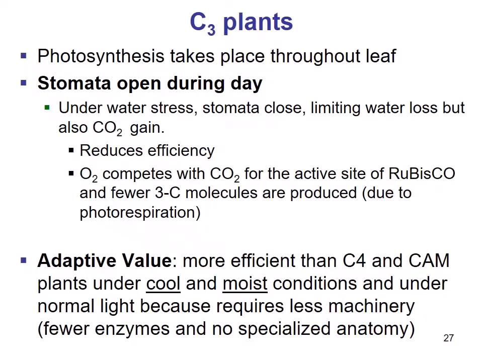In C3 plants, photosynthesis takes place throughout the leaf. Their stomata, those pores in the leaf, are open during the day, and under water stress the stomata close. And when the stomata close, that limits water loss, but also it limits carbon dioxide gain. So this reduces the efficiency of photosynthesis because oxygen is going to compete with carbon dioxide for the active site of that enzyme Rubisco. And so then fewer 3-carbon molecules are going to be produced because of photorespiration.